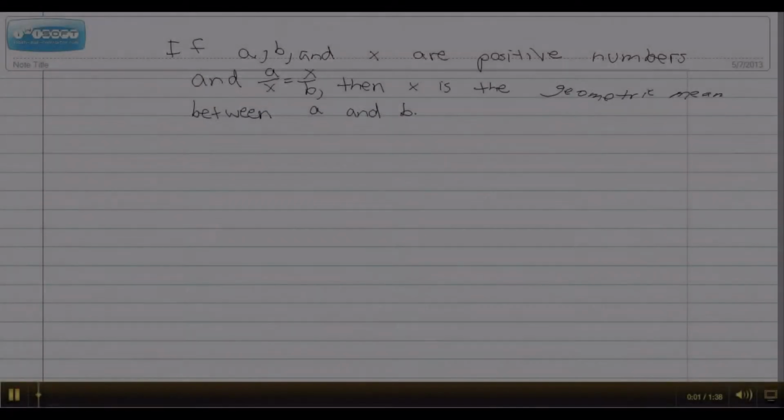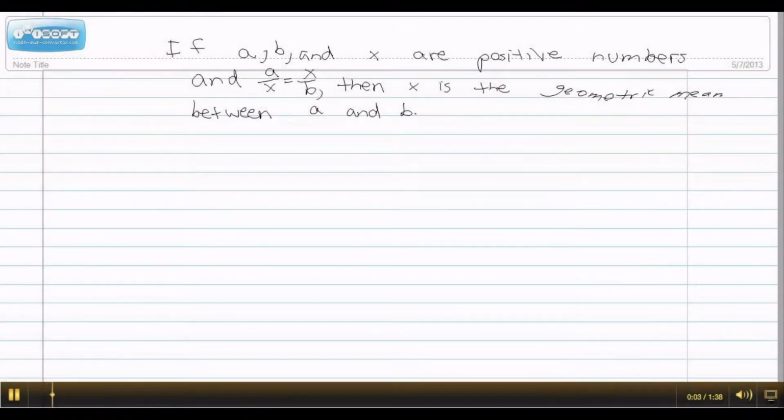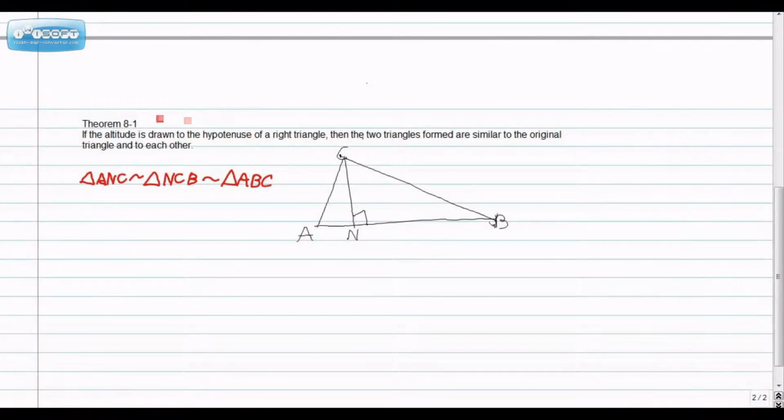If a and b and x are positive numbers, and a over x equals x over b, then x is the geometric mean between a and b. Theorem 8-1. If the altitude is drawn to the hypotenuse of a right triangle, then the two triangles formed are similar to the original triangle and to each other. If this is true, triangle ANC is similar to triangle NCB, and triangle NCB is also similar to triangle ABC.